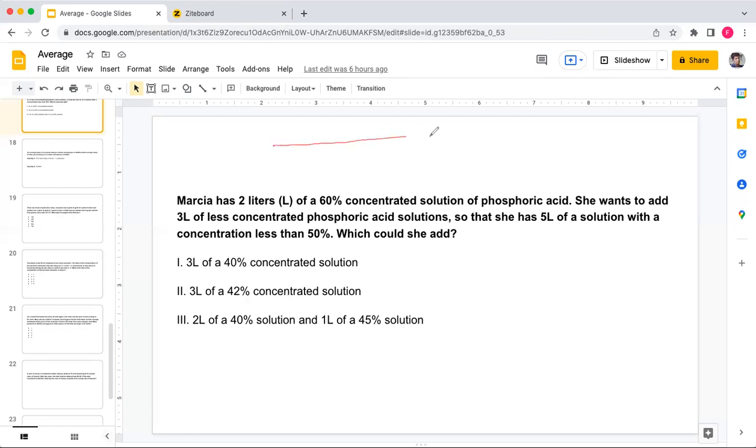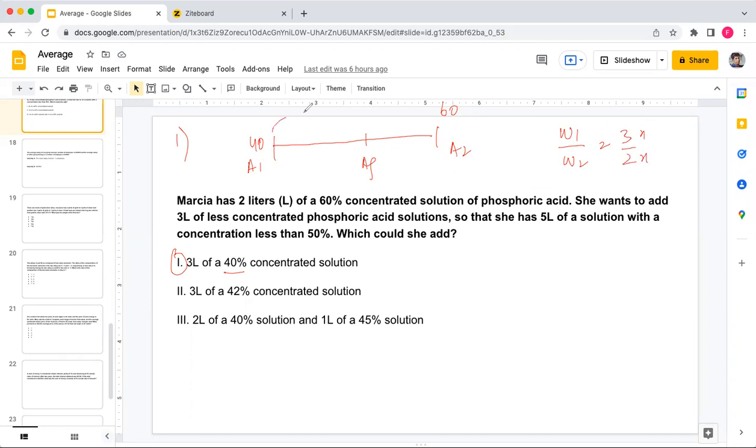Okay, see the first scenario. Considering this scenario, what is the smaller percent? That is 40. What is greater? That is 60. And we have to find the overall average. Let's call this A1 and this A2. So what is W1 over W2? We are given that W1 is 3 liters and W2 is 2. This is 3x over 2x.